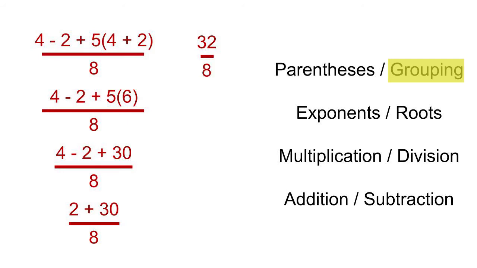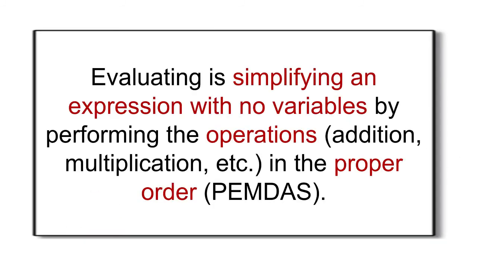And then, now that I have completed that grouping function of the fraction, I can recognize that that fraction is just division, and so I would find that 32 divided by 8 is equal to 4. To recap, evaluating is simplifying an expression with no variables by following the operations, that is instructions, in the expression in the right order.